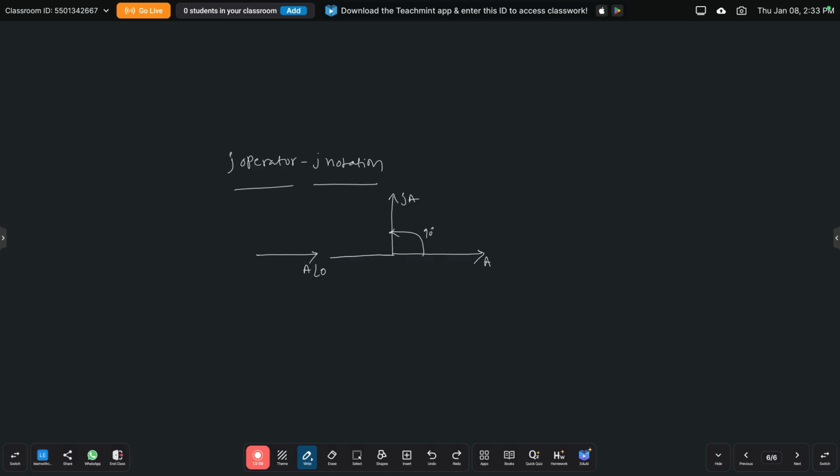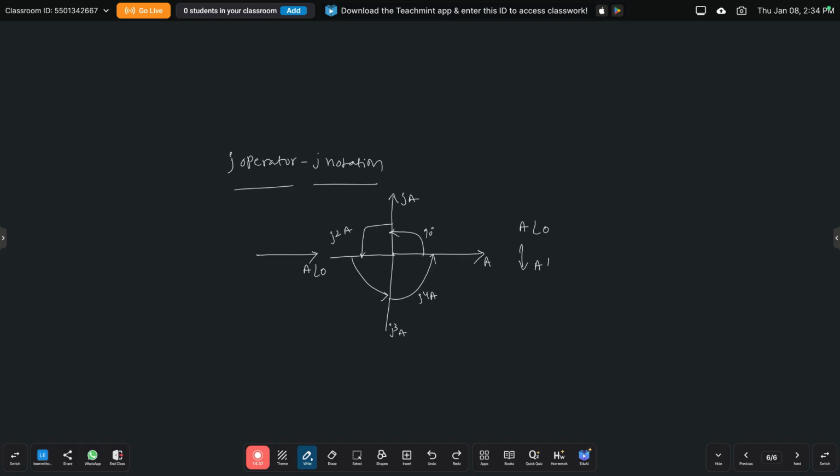So similarly, if I operate j one more time on jA, it becomes j square A, which means a 180 degree rotation. Similarly, if I operate one more time, it becomes j cube A, and if I operate j one more time on j cube A, what you will get is j power 4 A, right?